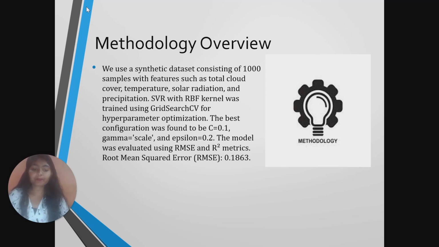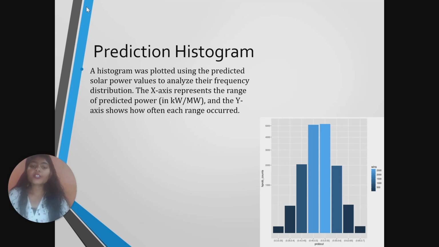Next is the prediction histogram. This histogram was plotted for the predicted solar power values. In this histogram, the x-axis is the range of the predicted power, and the y-axis is the frequency of predictions in each range. This helps to visualize how predictions are distributed.